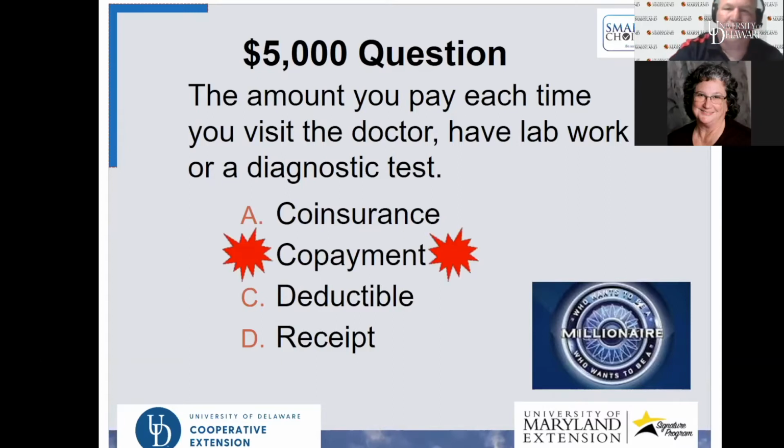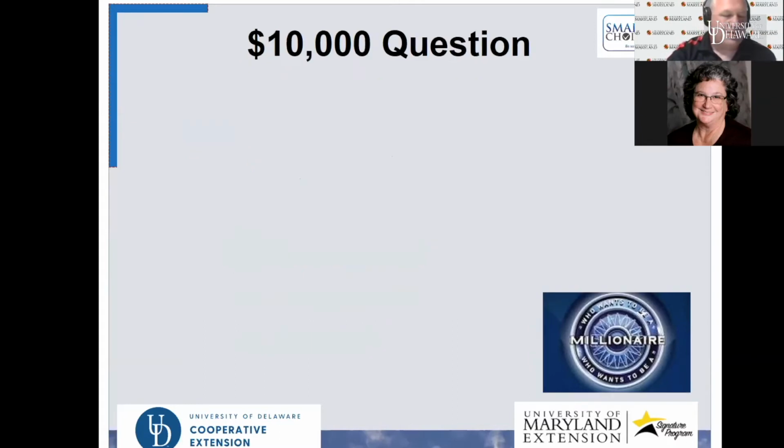Copayment is the correct answer. Very good. Moving on to our $10,000 question.